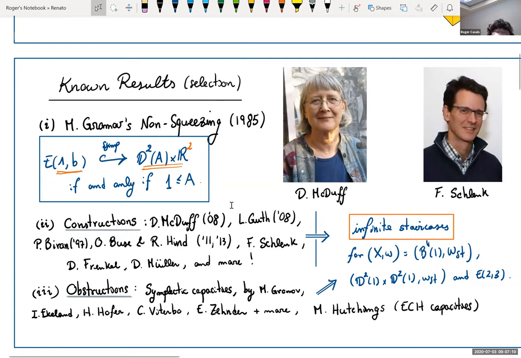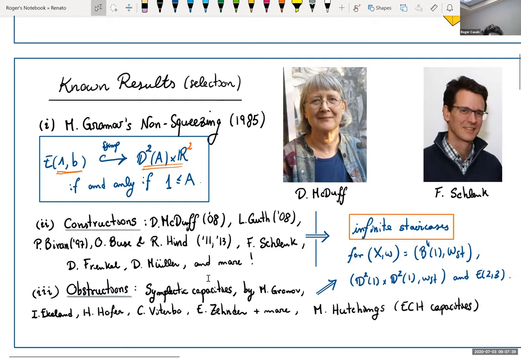But I would say those belong to the constructive part of the theory. Of course, when you're studying a symplectic embedding problem, you have to construct the embedding if you really believe it exists. But if you believe it does not exist, so that's the if and only if part of the theorem, you might want to be able to obstruct the embedding. And certainly, Dusa McDuff and Felix Schlenk did that in the case of the ball.